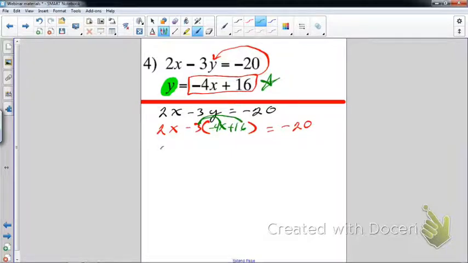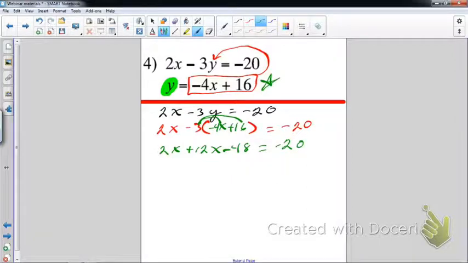So I end up with 2x. A negative times a negative gives me a positive, so I have plus 12x. And negative 3 times positive 16 will give me, what does that give me? I have it here on my paper, negative 48. Negative 48, which is equal to negative 20.